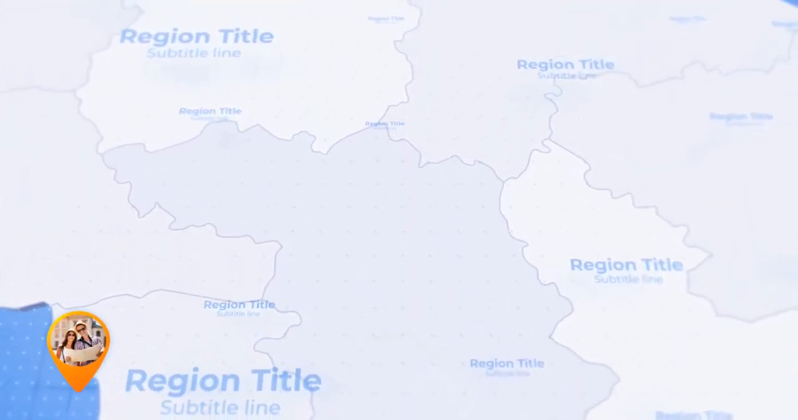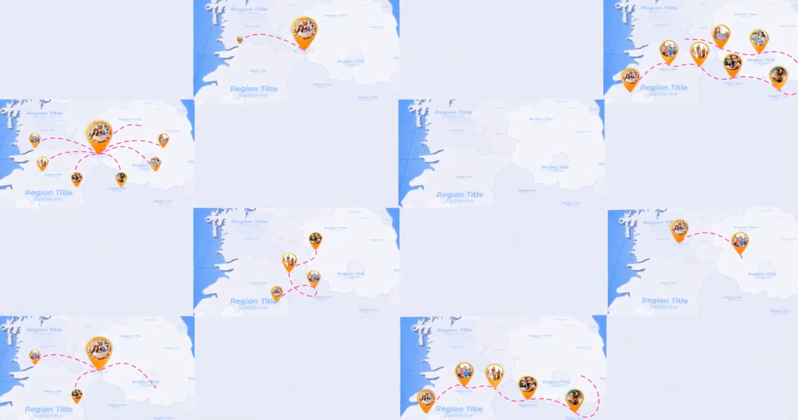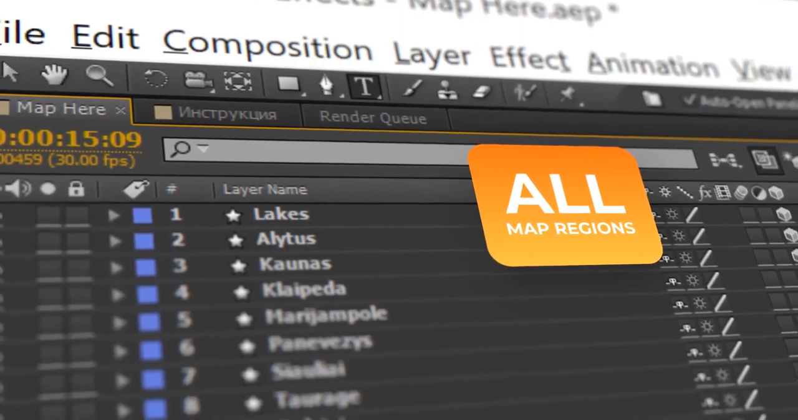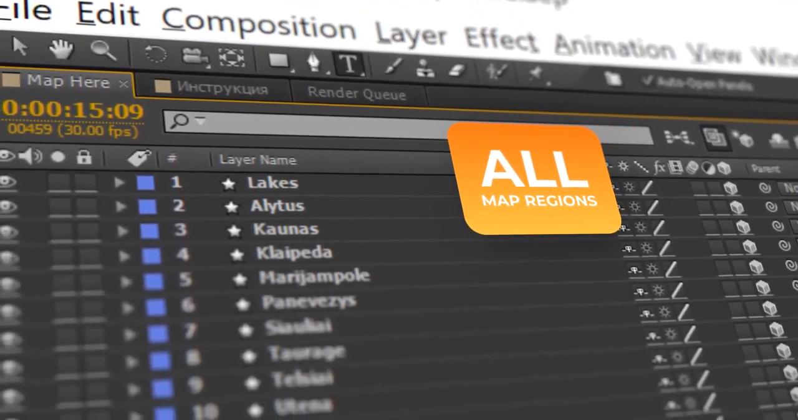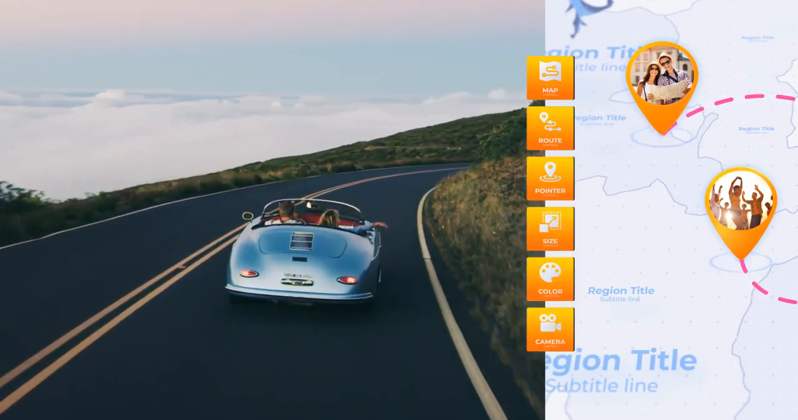This is the best set to create travel videos. It contains an animated map of the Republic of Lithuania and 8 different types of 3D maps. The map includes all regions of Lithuania. The project is easy to work with because it contains clear controls.